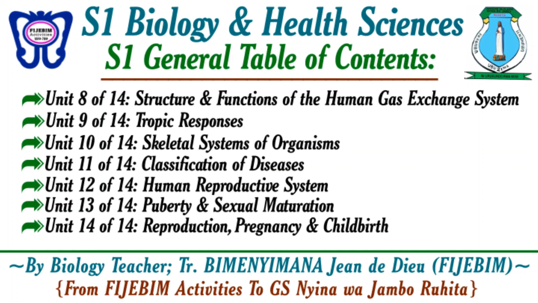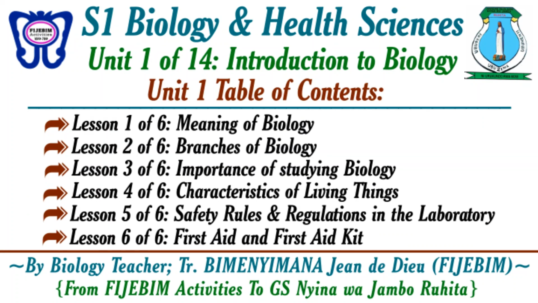Then, let's now focus on unity number 1, which has 6 lessons. Number 1 will be meaning of biology. Number 2, branches of biology. Number 3, importance of studying biology. Number 4, characteristics of living things. Number 5, safety rules and regulations in the laboratory. And then number 6, first aid and first aid kit.